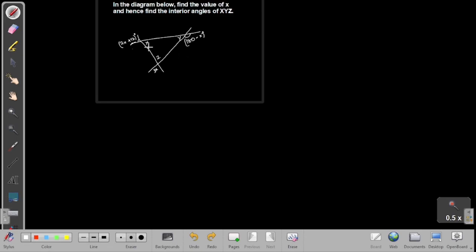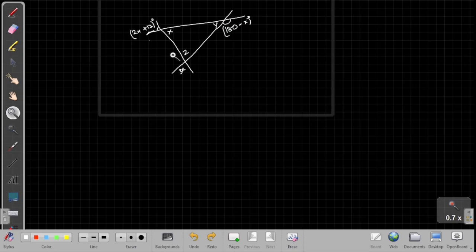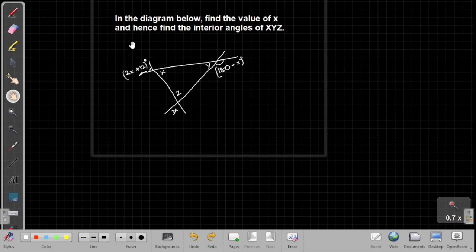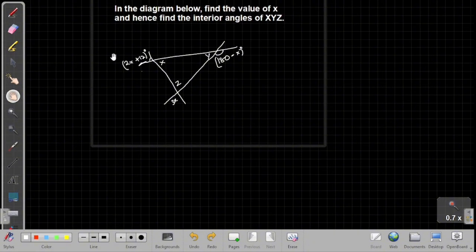values are given, right? So here we have 2x plus 12. Let me magnify it so that you see it well. All right, so here we have 2x plus 12. Then here we have 3x. Here we have what? 180 minus x.